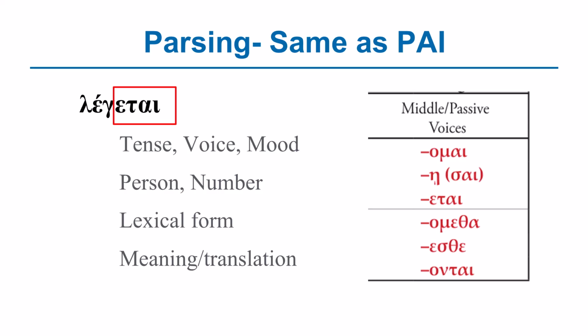What is the translation or meaning of this word, legetai? Since the number is singular and the person is third person, the translation becomes he, she, or it is speaking, or he, she, or it speaks. So that is how you parse the word legetai.